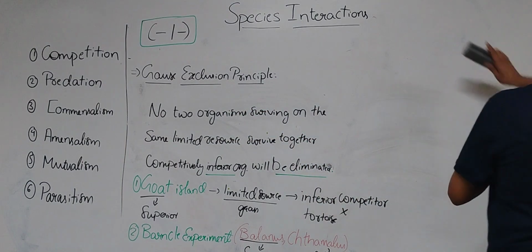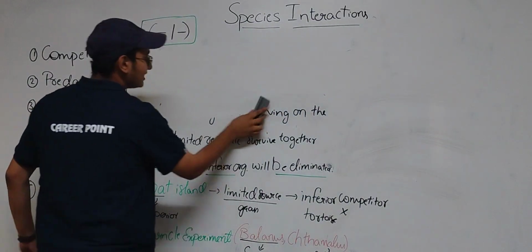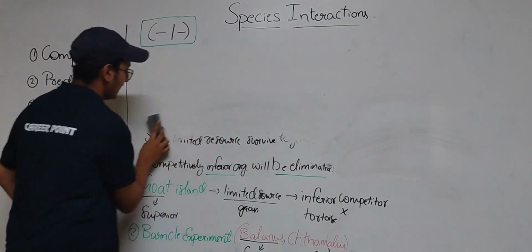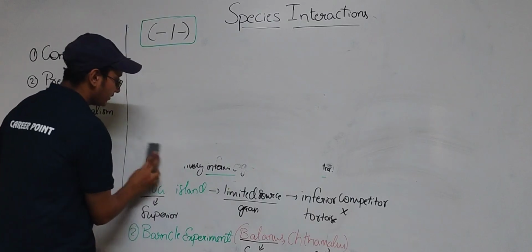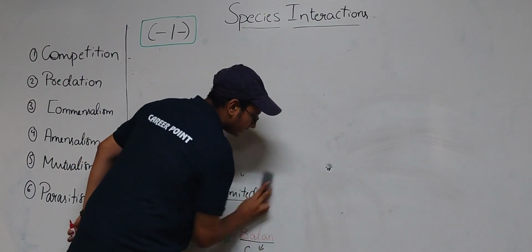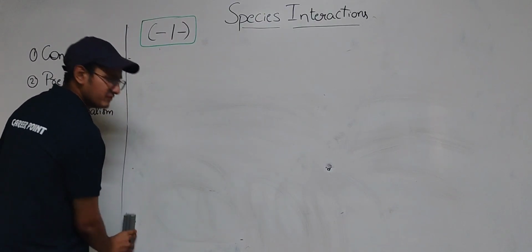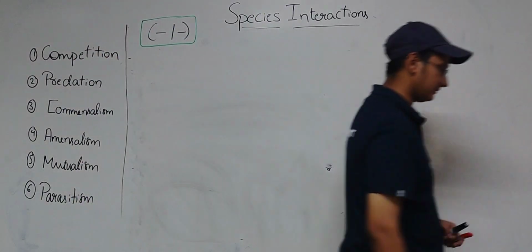So, do you think this kind of thing usually happens in a natural habitat? The answer is no, because Gause's exclusion principle is a rare principle. It doesn't happen regularly. It's a very, very rare kind of principle.